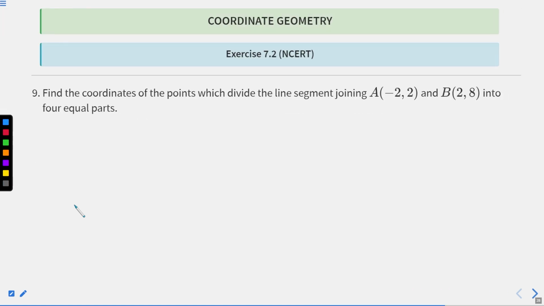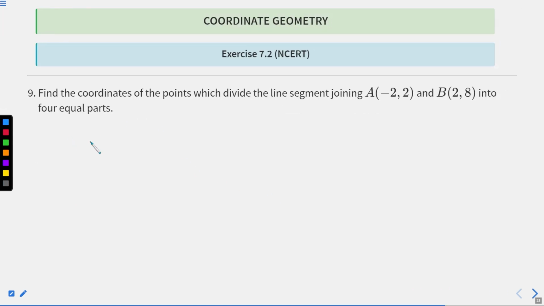Now we'll move to question number 9. Here we have to find the coordinates of the points which divide the line segment joining A (minus 2, 2) and B (2, 8) into four equal parts. Let us see how to solve it.